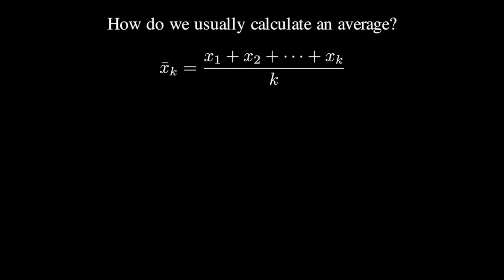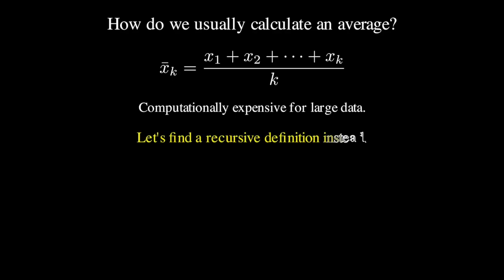So how do we usually calculate an average? Simple. We add all the terms in a set and divide by the number of terms. But there's a problem. Calculating the average this way becomes computationally expensive when dealing with large amounts of data. In a high-stakes scenario like our submarine, we need a faster and more efficient method to process information in real time. This is where a recursive definition of the average comes in.